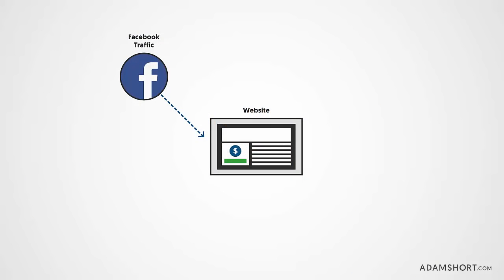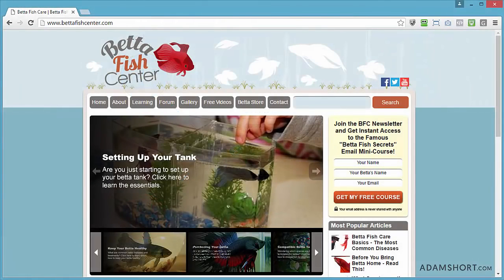So just to recap, in the last video, we walked through setting up your first source of seed traffic, which was Facebook. And now in this video, we're going to add in your second source of seed traffic, which is YouTube. Now, instead of referencing freelancewritingriches.com, in this video, I'll be referencing a different case study website to demonstrate how all this works. And that website is betafishcenter.com.